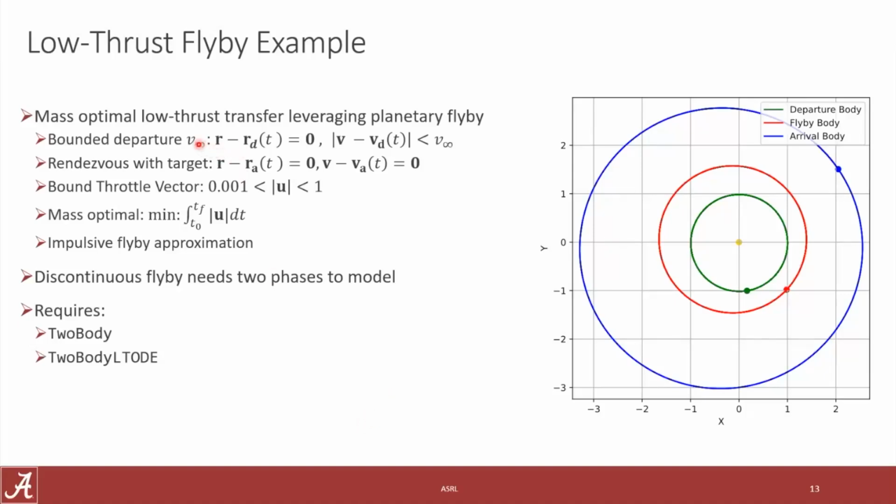So again, we're going to have bounded departure. So there's some V infinity that you can't exceed from the green body. We're getting launched from the green body, but we can't obviously have infinite launch energy.